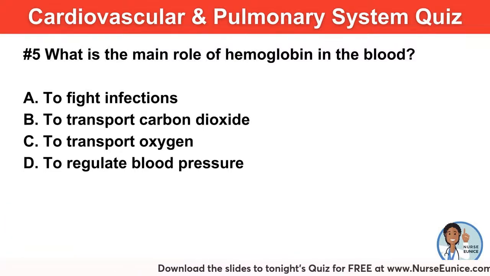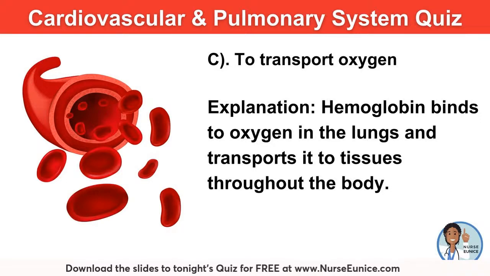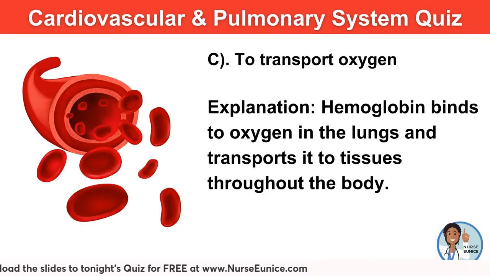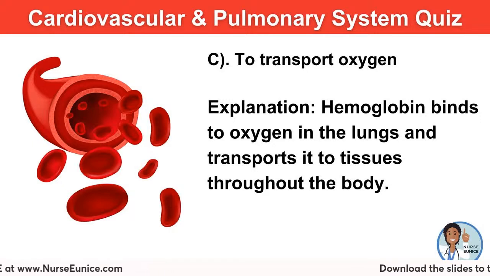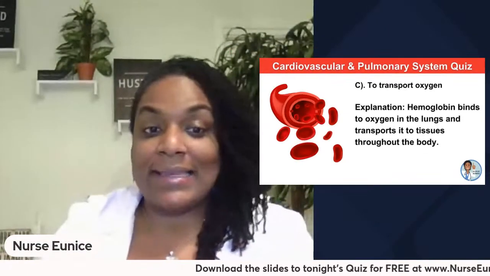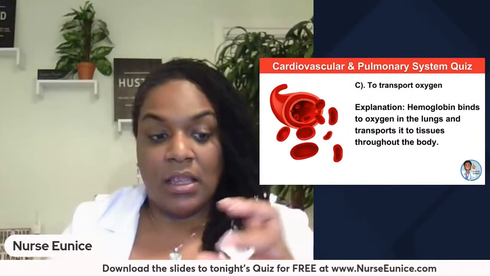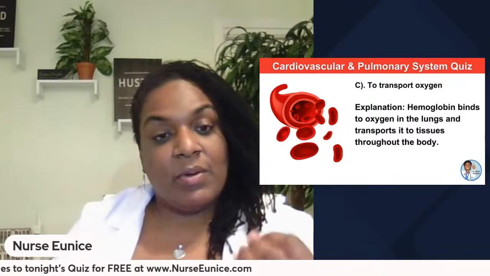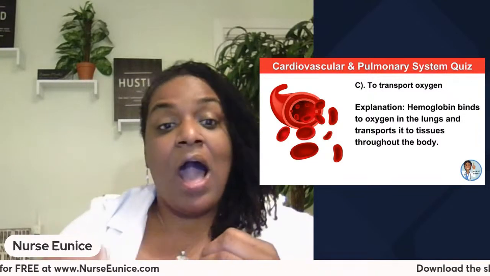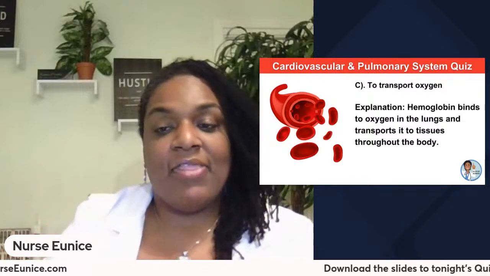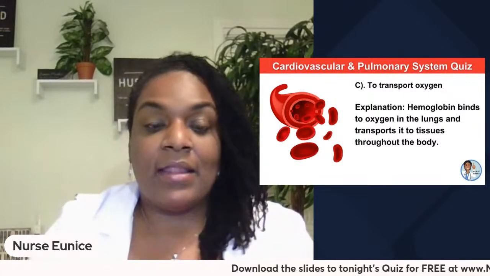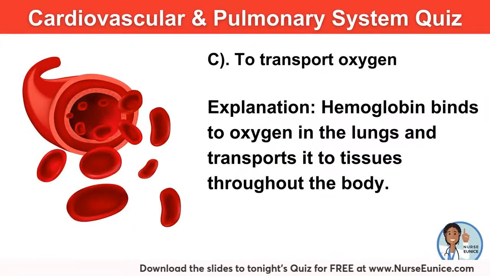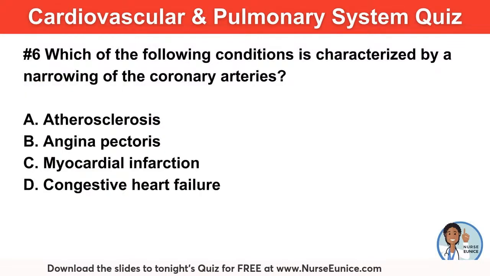So, everybody, hemoglobin transports oxygen. The hemoglobin binds to oxygen in the lungs and transports it to the tissues throughout the rest of the body, which is why when someone is anemic, when they have a low red blood cell count, we don't have enough oxygen circulating throughout the body, and they can also become short of breath. And that's also why your patients who have anemia are sometimes tired.